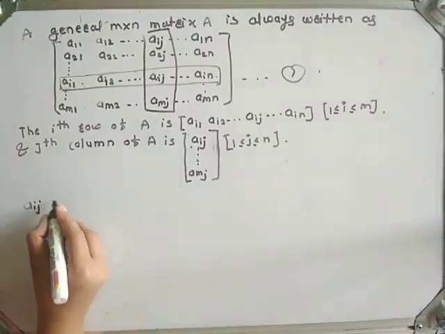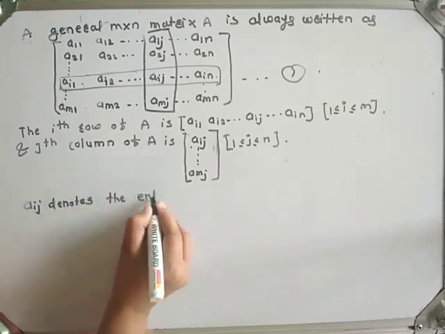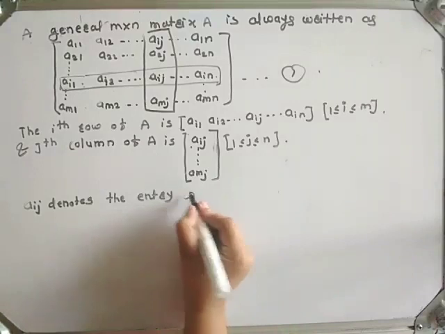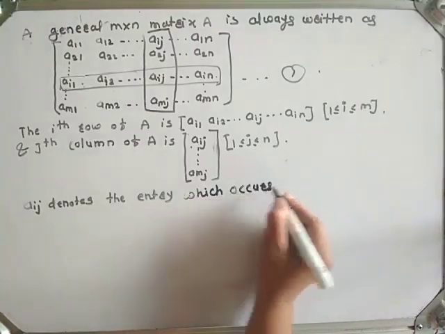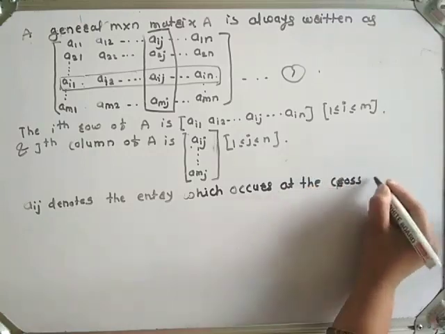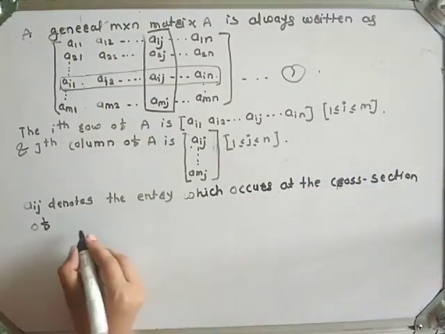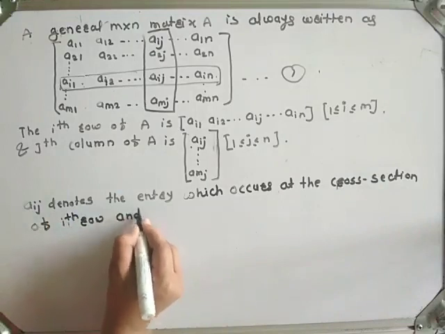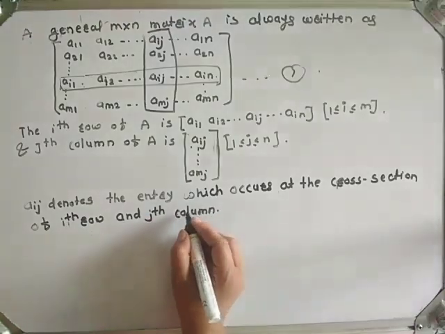Here aij denotes the entry which occurs at the cross section of the ith row and jth column.